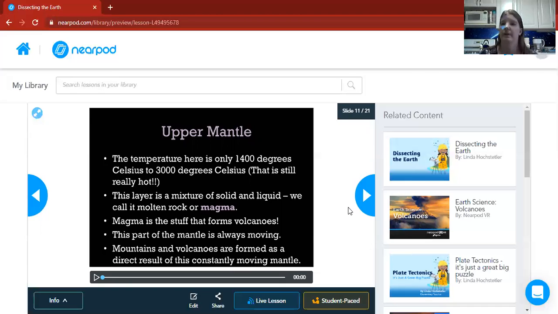Underneath the crust, which is where we live, there are plates. It looks like puzzle pieces, and they constantly move. Sometimes they bang into each other. This is what causes earthquakes. Sometimes they rise up. That's what causes mountains.